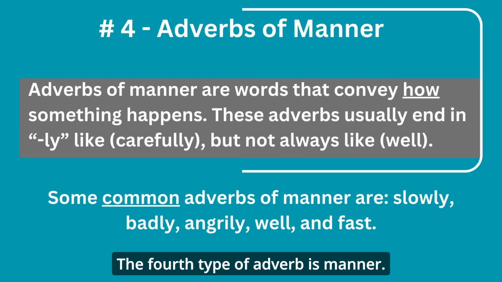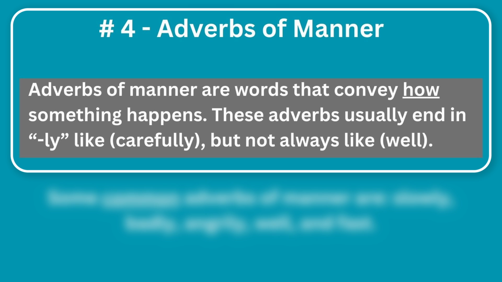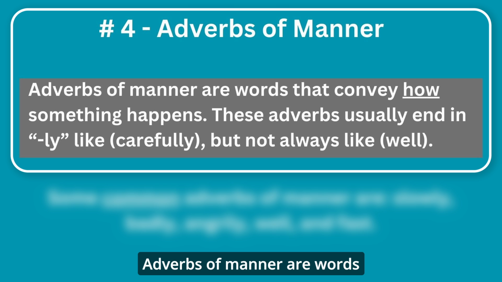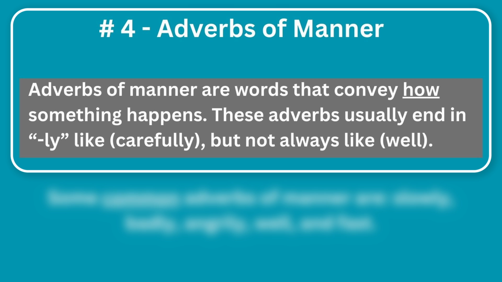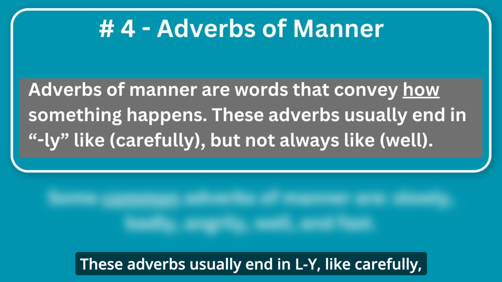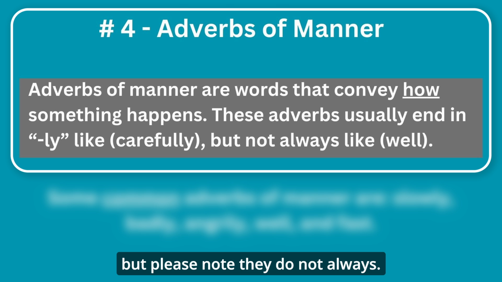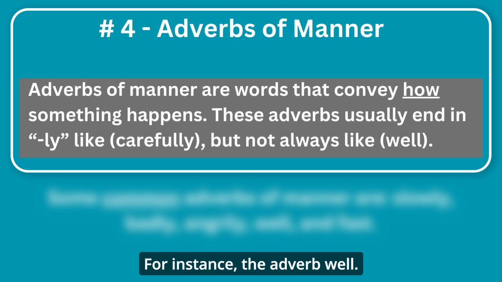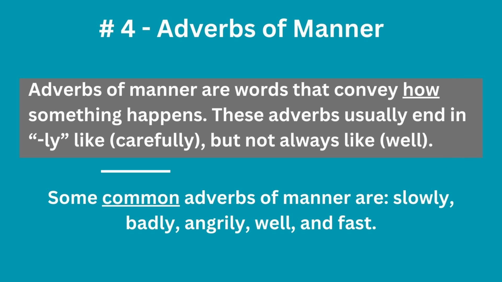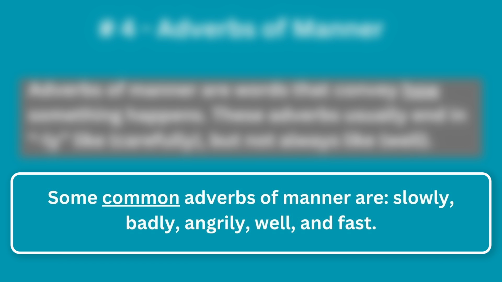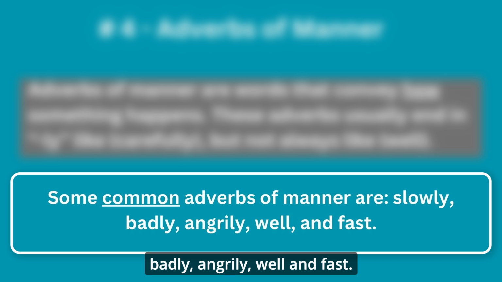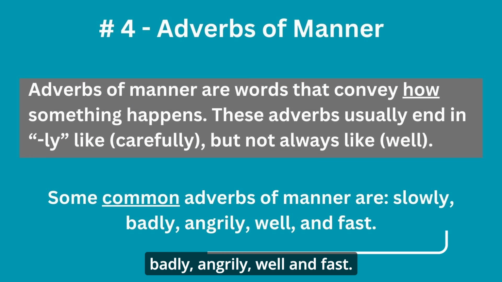The fourth type of adverb is manner. Adverbs of manner are words that convey how something happens. These adverbs usually end in ly, like carefully, but please note they do not always. For instance, the adverb well. And some common adverbs of manner are slowly, badly, angrily, well, and fast.